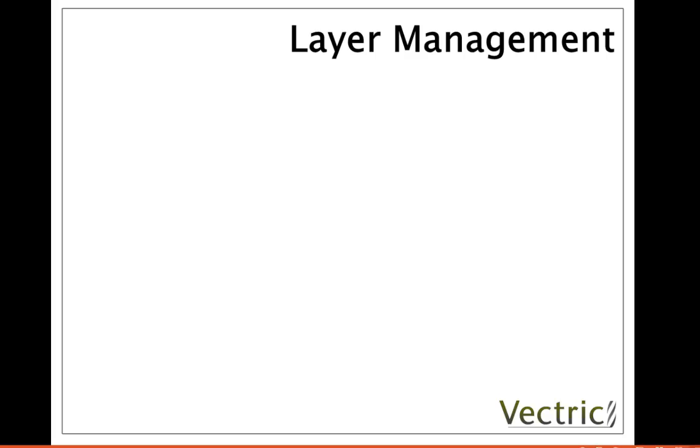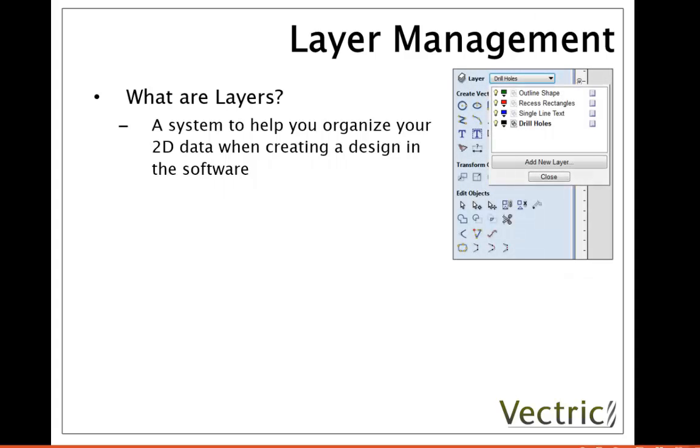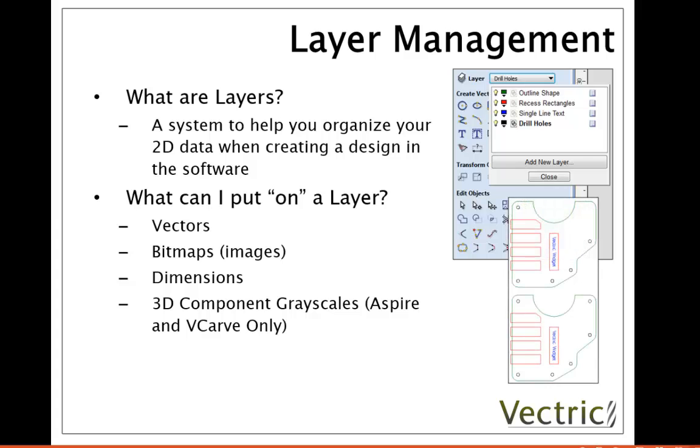So starting here, the first question really is, what are layers? As I mentioned, these are really a way to help you organise your 2D data when you're creating a design in the software. The type of things that go on a layer are your vectors, bitmaps or images that you import into the software, dimensions that you create, and if you're working in Aspire or VCarve, then the component grayscales, basically the 2D grayscale representation of 3D objects.